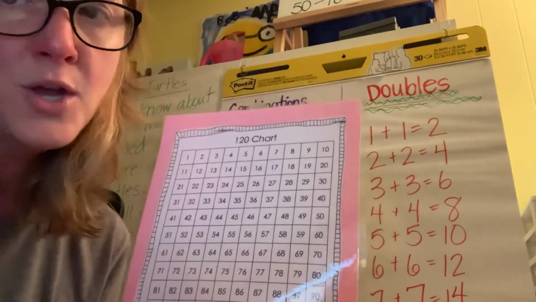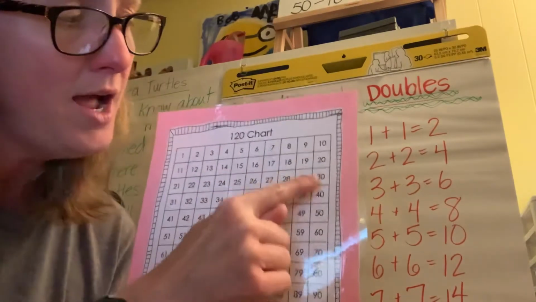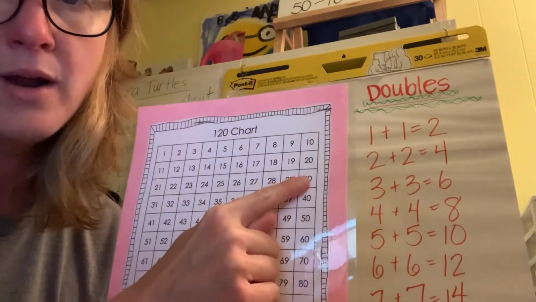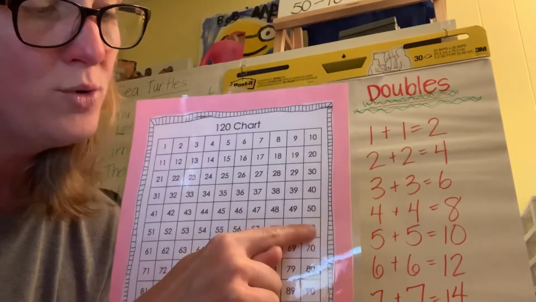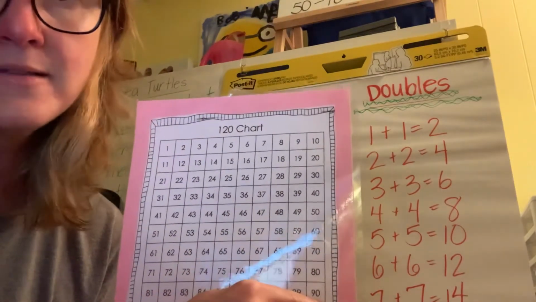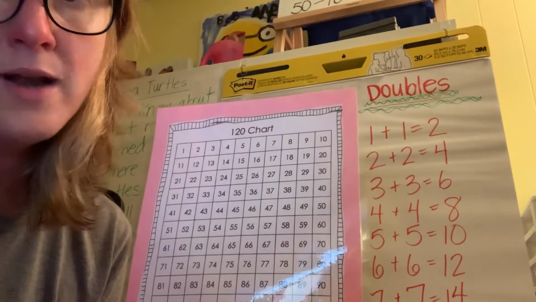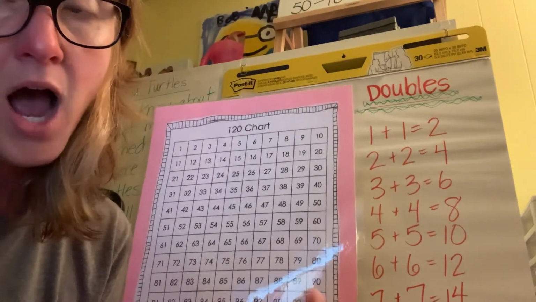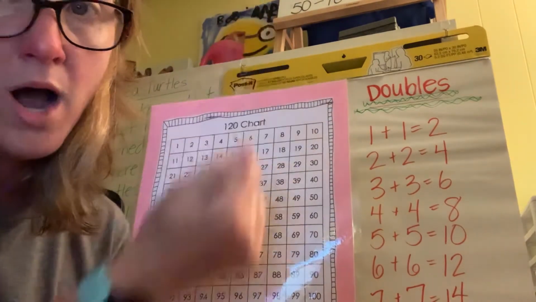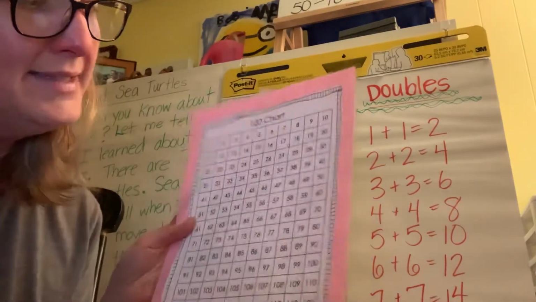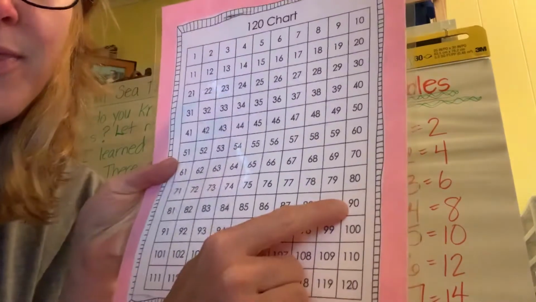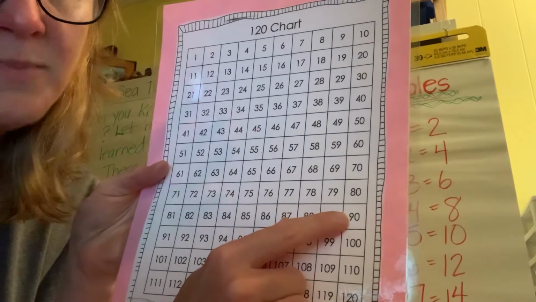Now, boys and girls, when I'm adding 10, I would just start at that number and move down. When I'm moving down, I'm adding on this numbers chart, this 120 chart. But now if I wanted to subtract, I would do the opposite. I would go up. So boys and girls, let's say I started at the 90 there. There's my 90.